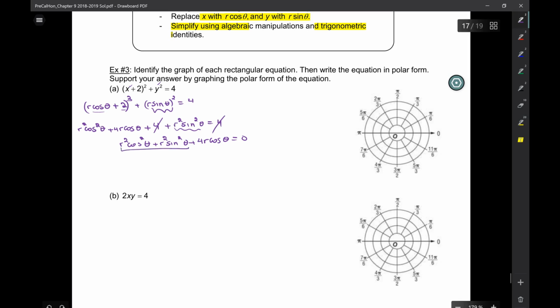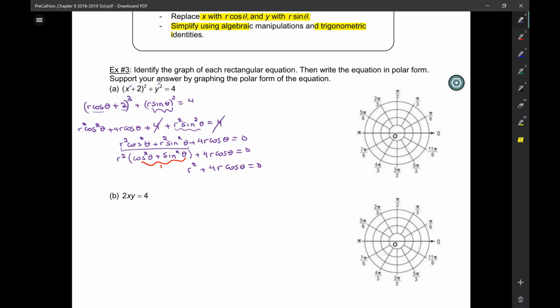You can actually factor out an r squared, only on those two. So cosine squared theta plus sine squared theta, how much is that? It's 1. Plus 4r cosine theta is equal to 0. So all this is 1. So now it's r squared times 1. So it's just r squared plus 4r cosine theta is equal to 0.